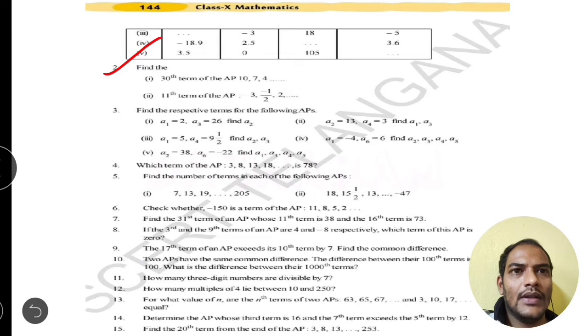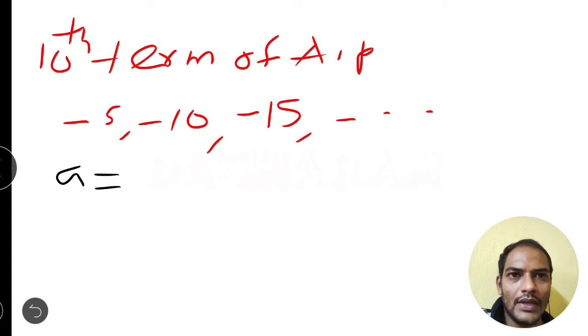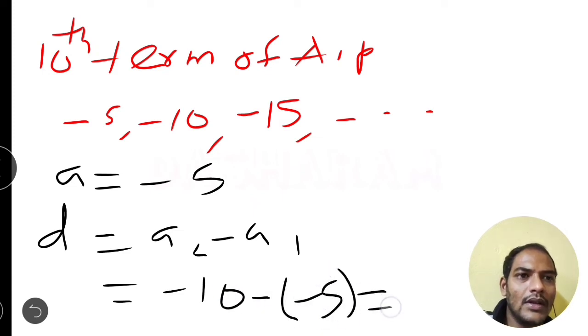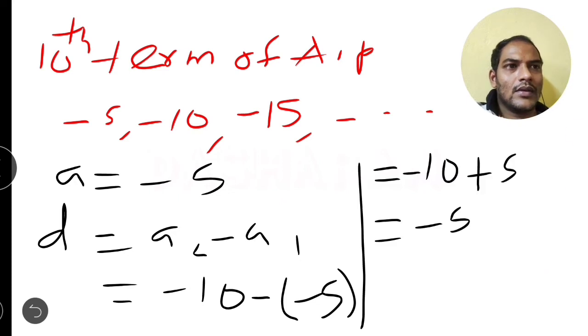Next, second bit: find the 10th term of the AP. The AP is minus 5, minus 10, minus 15, and so on. So to find the 10th term, first you write the first term a, that is minus 5. Common difference d equals a2 minus a1. So a2 value minus 10, a1 value minus 5. So here take the bracket. So it is equal to minus 10, minus of minus, plus 5. So here a value is minus 5 and d value is also minus 5.